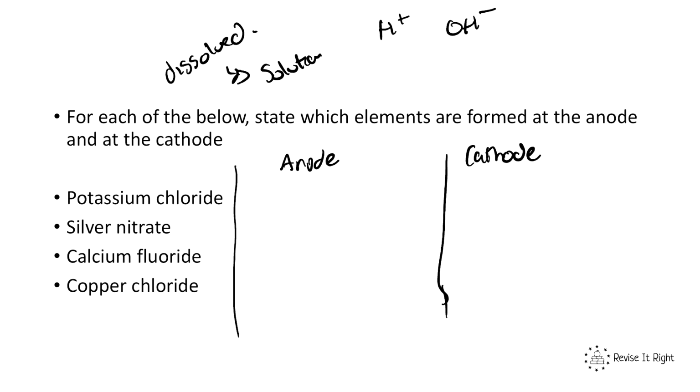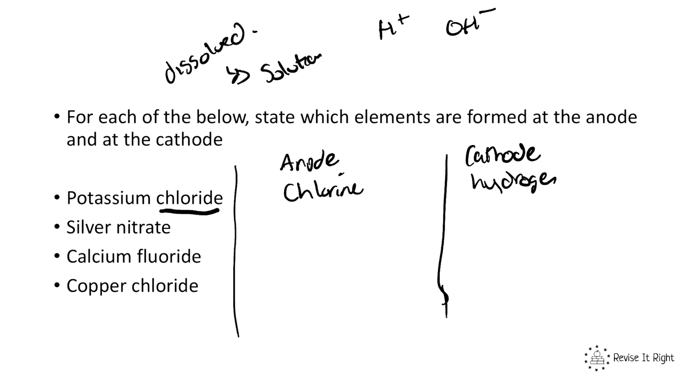Okay, so let's go through the answers. First of all, potassium chloride. Well, at the anode, which is a positive electrode, if the non-metal is a halogen, then it will be produced, and if it's not, then it won't be. Chlorine is a halogen, therefore your answer should be chlorine. For the cathode, potassium is more reactive than hydrogen, which means hydrogen gas is formed.